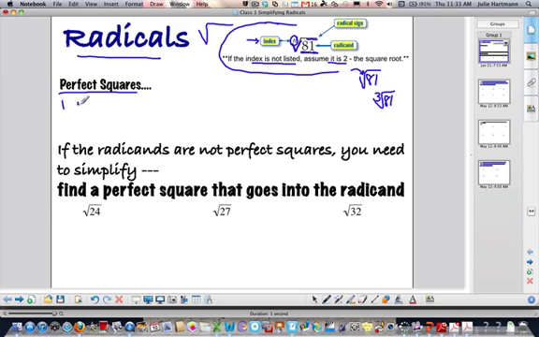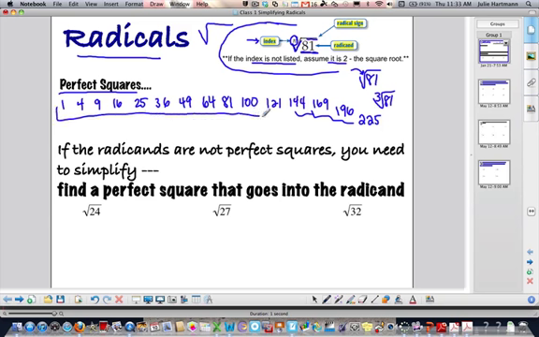1 times 1, 2 times 2, 3 times 3, 4 times 4, 5 times 5, 6 times 6, 7 times 7, 8 times 8, 9 times 9, 10 times 10, 11 times 11, 12 times 12, 13 times 13, 14 times 14, 15 times 15. You should know those. Up here, you may not see those a lot, but at least 1 through 10, I expect you to know and know well.